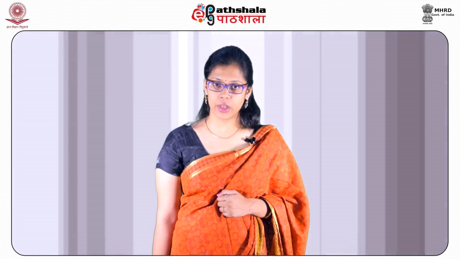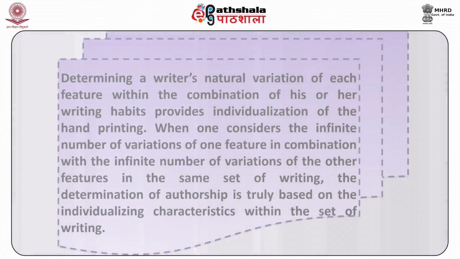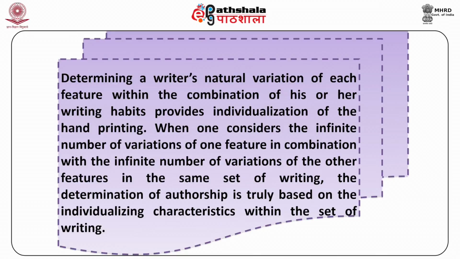An identification or elimination is based on a combination of habits within the individual's writing or handprinting. Because of these basic premises, it is obvious that a database listing class characteristics based on construction of a feature provides limited assistance in the examination. Determining a writer's natural variation of each feature within the combination of his or her writing habits provides the individualization of the handprinting. When one considers the indefinite number of variations of one feature in combination with the indefinite number of variations of the other features in the same set of writing, the determination of authorship is truly based on the individualizing characteristics within the set of writing.